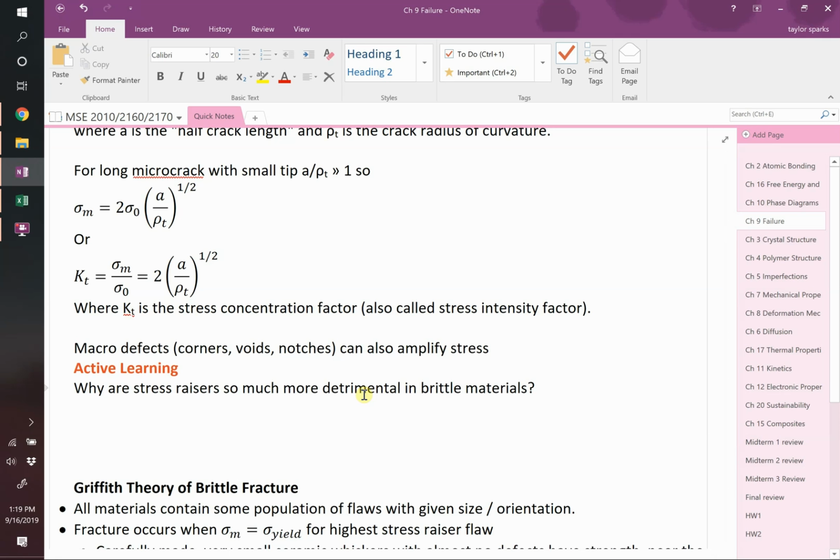Carlos? Because non-brittle material is more elastic. It can take more deformation, whereas the brittle has less of that, so a defect will. Yeah, you're on the right track.